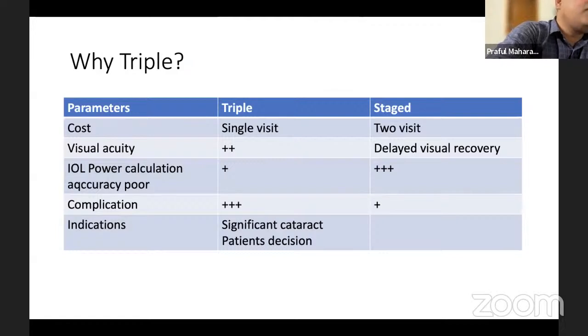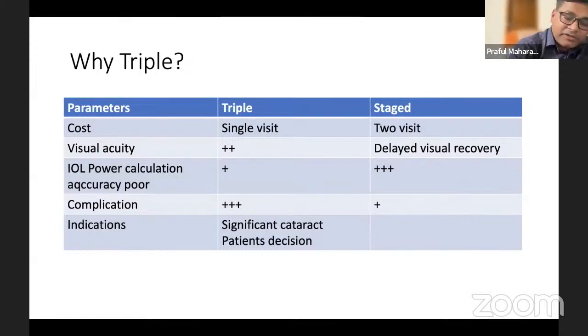And second, when the corneal opacity is significant and the cataract is also significant, if you do a keratoplasty only, the patient is not going to be happy. The patient says, "मुझे तो कुछ vision आया ही नहीं," right? So that's why a triple procedure is done when the cataract and cornea both are significant.